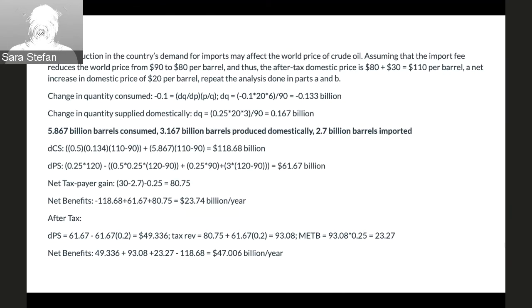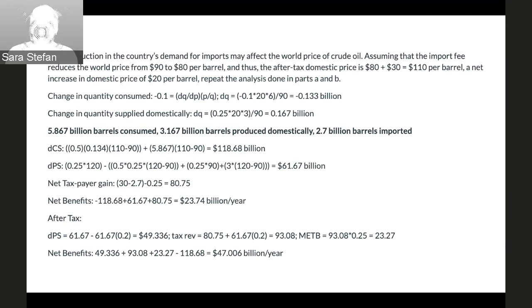So the change in consumer surplus is now 118.68 billion. The change in producer surplus is 61.67 billion. The net taxpayer gain is 80.75 billion. Net benefits, then adding that all together, is 23.74 billion per year.